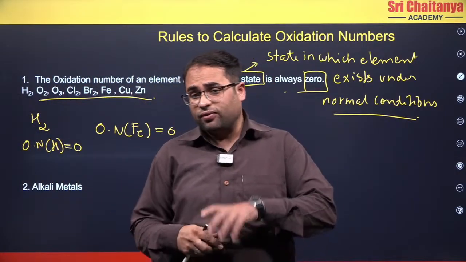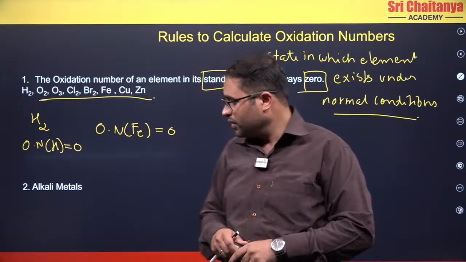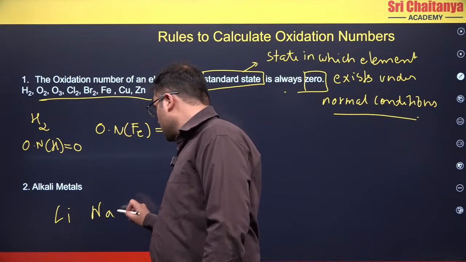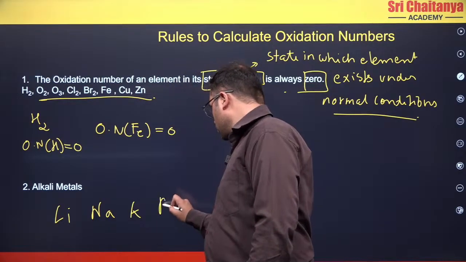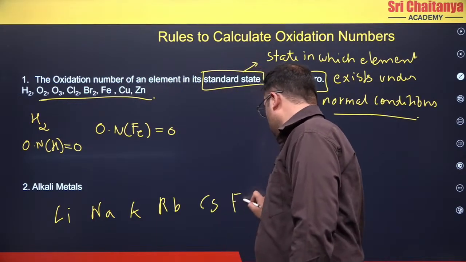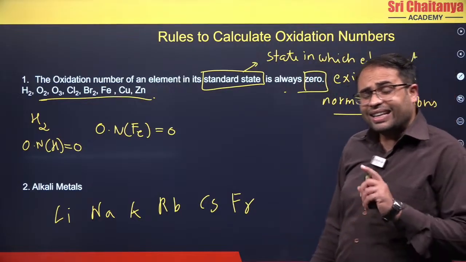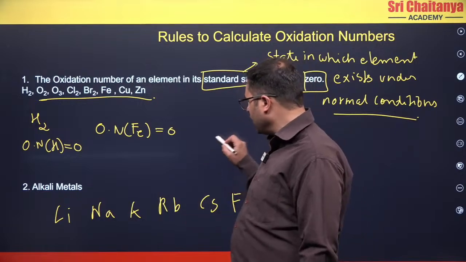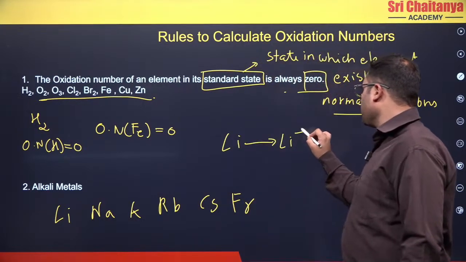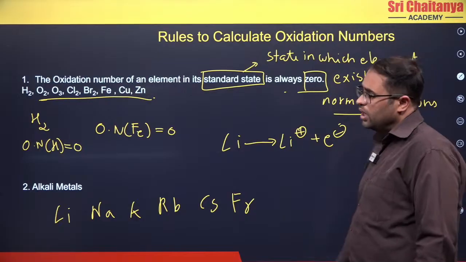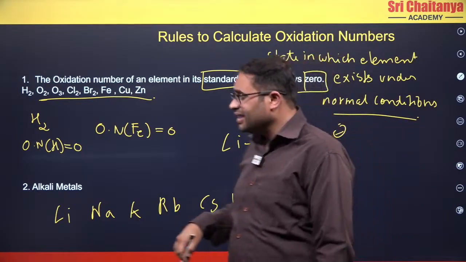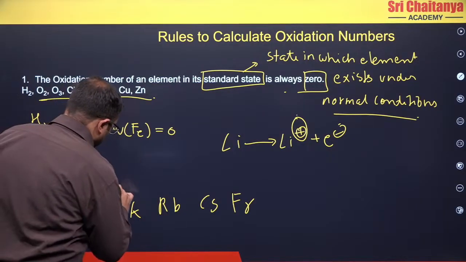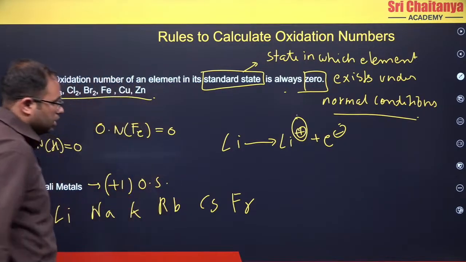Next is alkali metals. Alkali metals are which? It is the first group, right? Remember that alkali metals can lose a single electron, right? All of them can lose a single electron like this, to form this, right? So alkali metals always have a +1 oxidation state, +1 oxidation state, right?